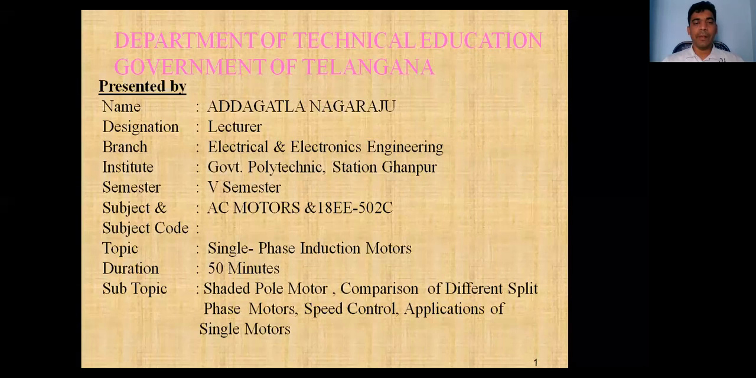Today, we are going to learn DEEE 5th semester's AC Motors subject. In that, the single-phase induction motors topic we are covering.